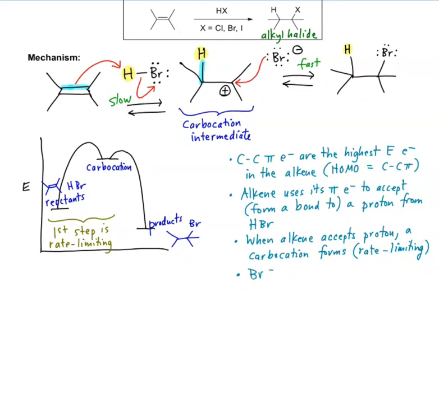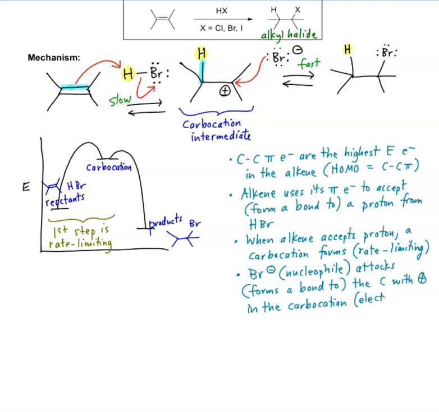And then finally, the bromide ion acts as a nucleophile. It has electron density to share with something that's electron deficient. So it attacks, which in chemistry means forms a bond to, the carbon with the positive charge in the carbocation. That makes the carbocation, because it got attacked by the nucleophile, an electrophile.